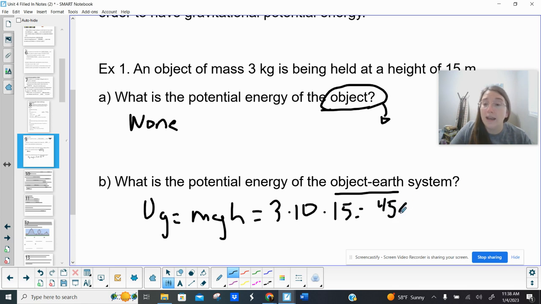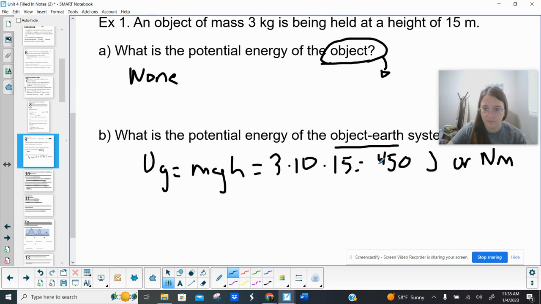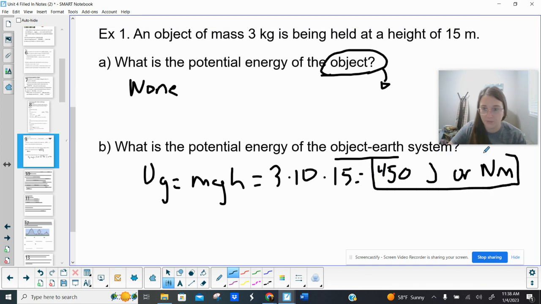450. And again, look back to your note cards. What is the unit for energy? It is joules. I'm going to keep emphasizing, or newton meters. You have to know that a joule is a newton meter. This is newtons times meters. You really need to know both of those.